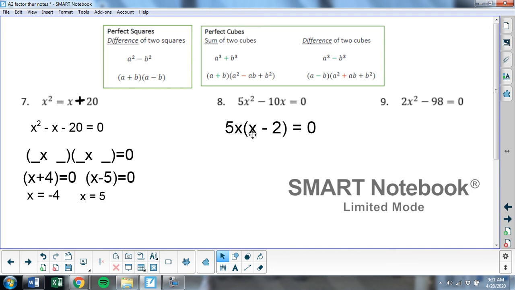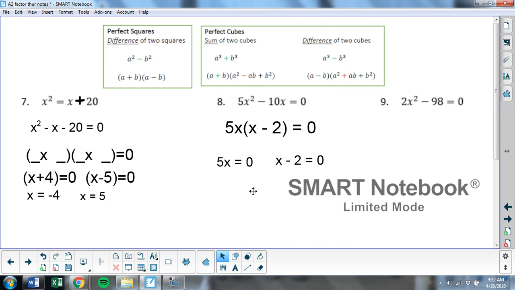Dividing by 5x, I get x. Divided by 5x, I get minus 2. If I were to redistribute that, that would be 5x squared minus 10x. Now notice we have two factors here, just like we did over here and in the other ones. So because I take 5x times x minus 2 and I get 0, I can set each piece equal to 0.